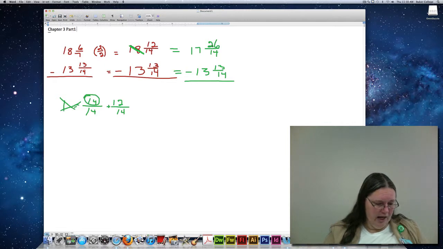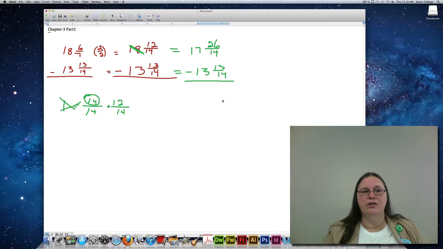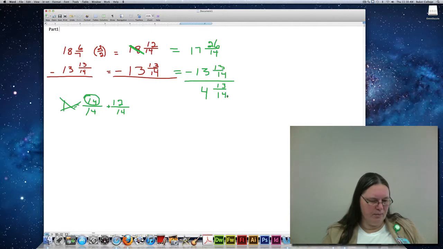Now, if we subtract, we simply end up with 26 minus 13, which is 13, isn't it? 13 out of 14, because 13 and 13 is 26. And then we have 7 minus 3, which is 4. Again, this is a prime factor, and you can't reduce this because this is prime, and this is 2 times 7, so this problem is basically done.